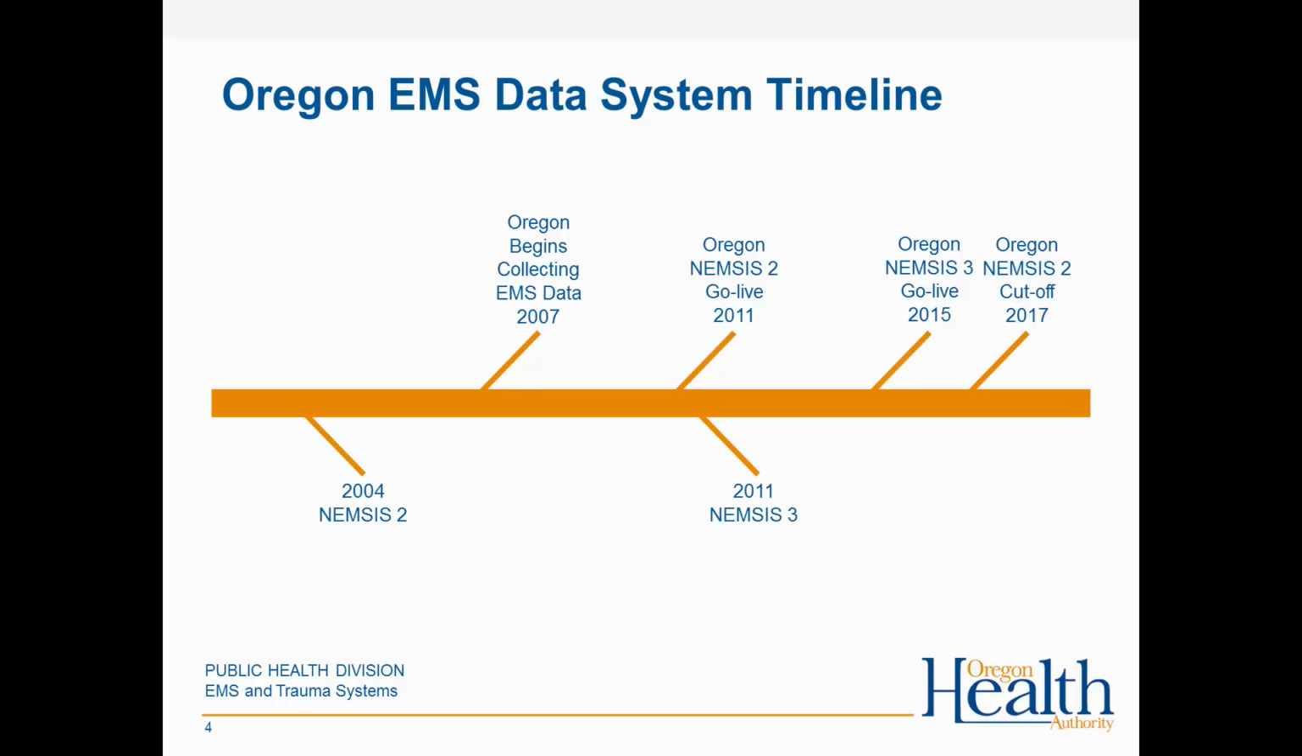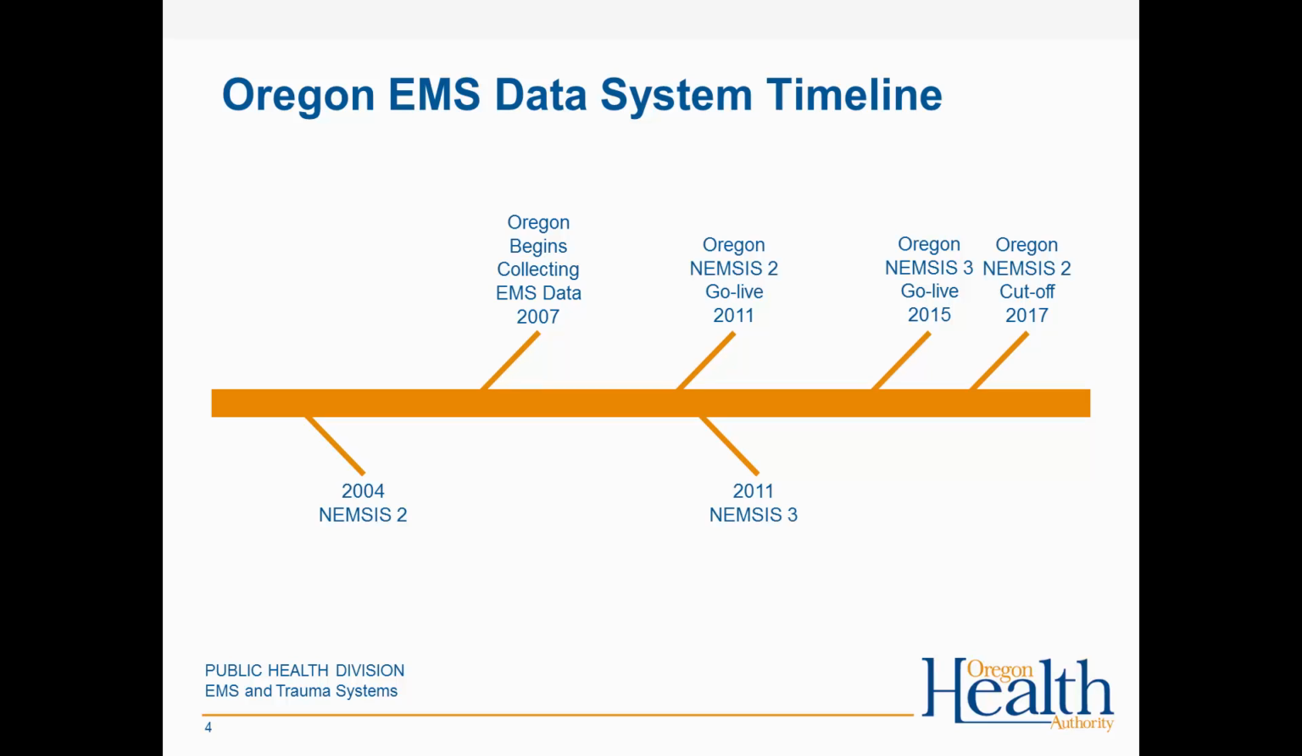The first widely adopted version of NEMSIS was NEMSIS version 2, which was released in 2004. Oregon began collecting some EMS data electronically in 2007, but really ramped up its efforts in 2011. In the same year, 2011, NEMSIS version 3 was released nationally. Oregon is currently in the process of transitioning from NEMSIS 2 to NEMSIS 3. The state began collecting NEMSIS 3 data in July 2015 and plans to have all EMS agencies across the state transitioned to the new version by the beginning of 2017.